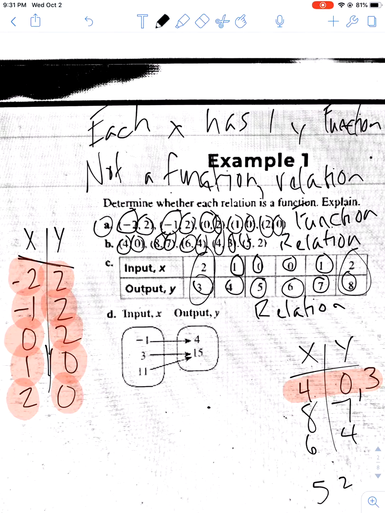And the last one, this is called a mapping. And this is basically saying this x goes to 1 y, this x goes to 1 y, and this x goes to 1 y. That's fine. This is a function because each x has one y.